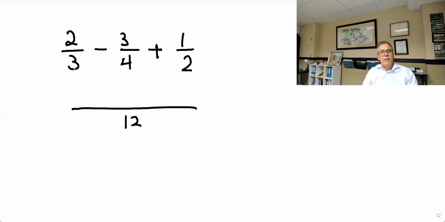We go 12 divided by 3, we get 4. And the 4 is what we multiply to the top, so we get 8. Minus, and we do 12 again divided by 4, we get 3. And the 3 is what you multiply to the top, so 3 times 3 is 9. Plus, that plus sign now, 12 divided by 2, we get 6. And 6 is what we multiply to the top, and we get 6.